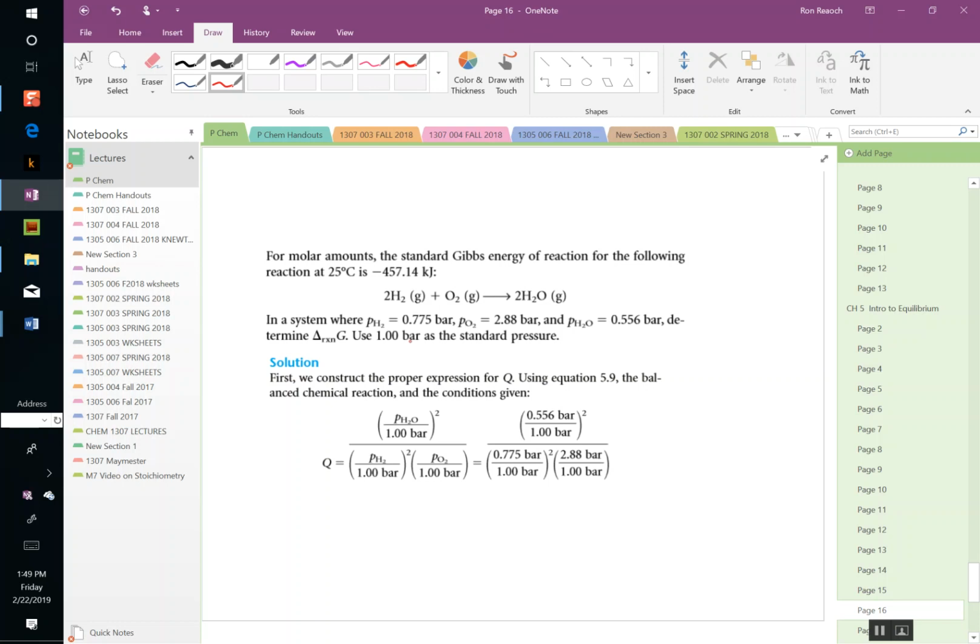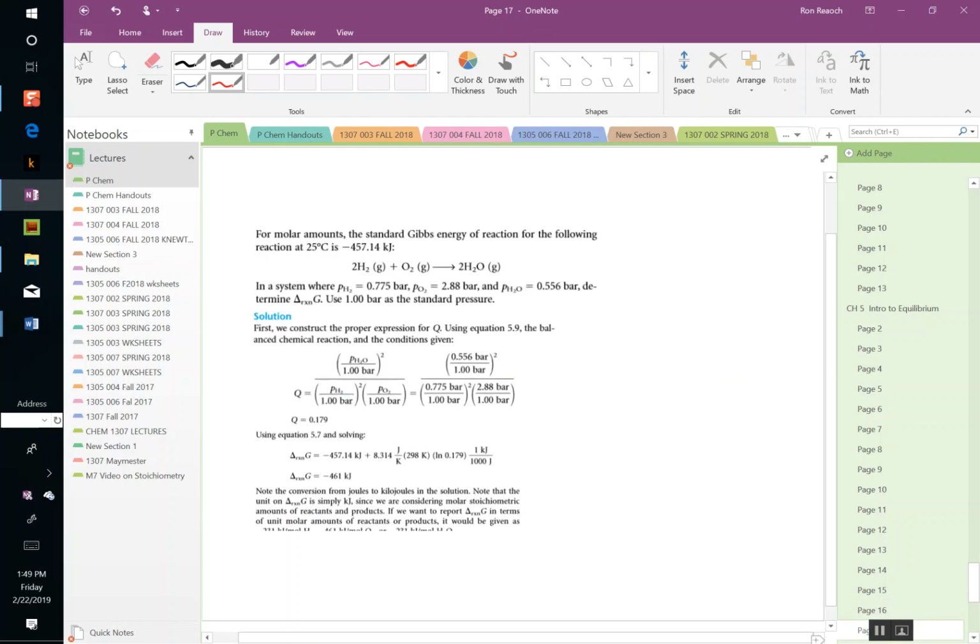Well, you guys did that fast. You can ignore most of it. You can ignore all the 1 bars. So then it just simplifies down to 0.556 squared divided by 0.775 squared times 2.8. So what are you getting? You got 0.178? Okay, 0.179, sounds fine.